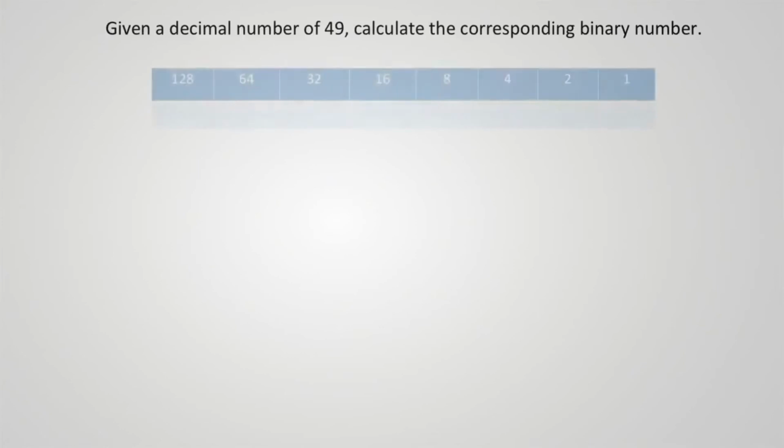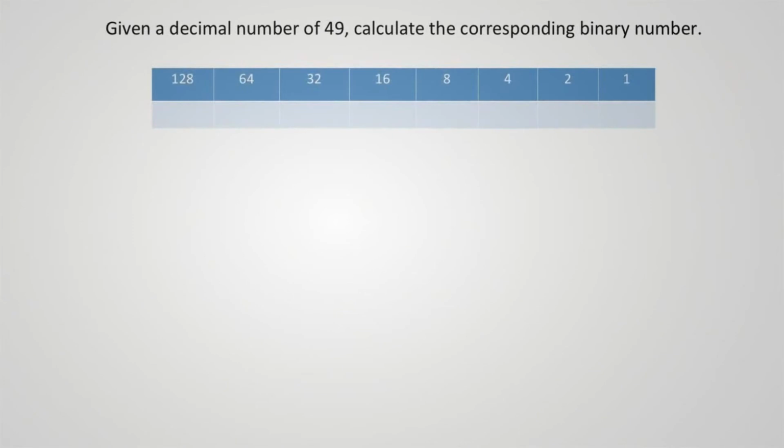Let's try going in the opposite direction. Given a decimal number of 49, my challenge to you is this: calculate the corresponding binary number. This is going to take a little bit longer probably. Again, please pause the video and come back after you've done this decimal to binary conversion.